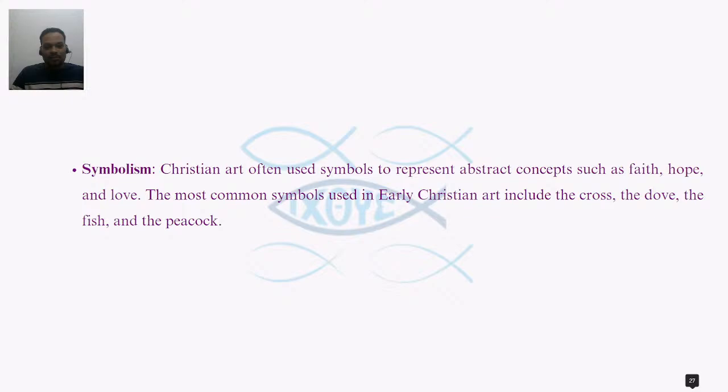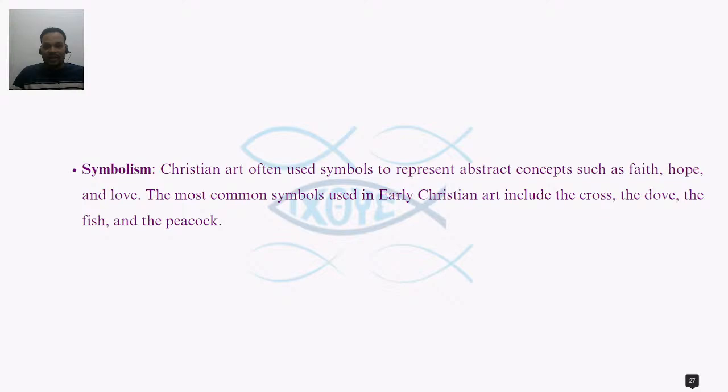So the very first thing that I am going to discuss in today's class with the visual examples, that is symbolism. Now what does this mean? What is the meaning of symbolism? Christian art often used symbols to represent abstract concepts such as faith, hope, and love. The most common symbols used in early Christian art include the cross, the dove, the fish, and the peacock also. So let's get to these symbols.